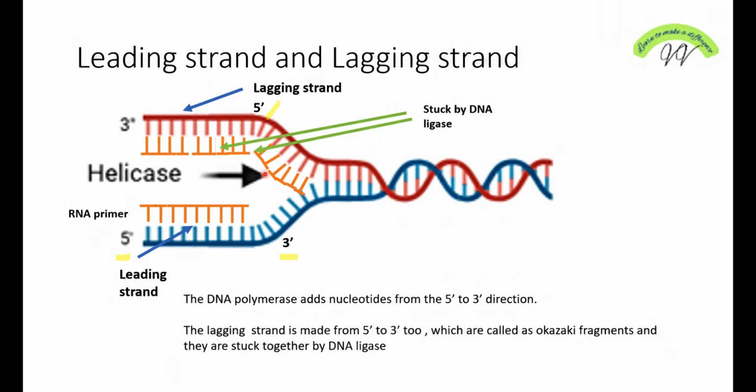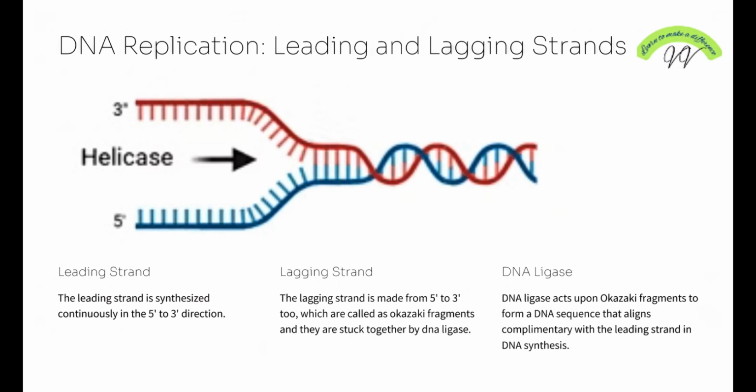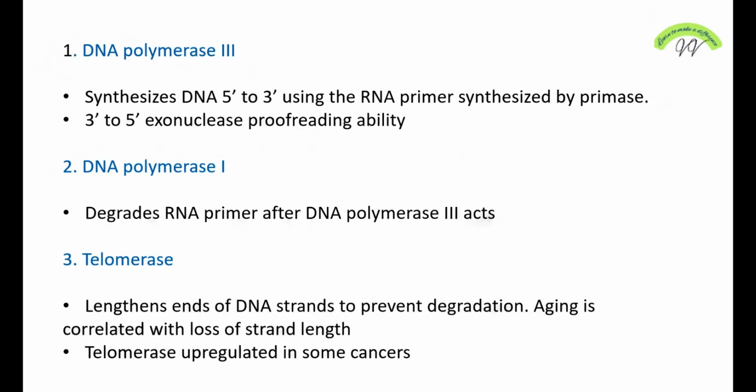These small strands which are produced are known as Okazaki fragments. The one which is completely formed from 5' to 3' is the leading strand, and these small strands are the Okazaki fragments, which make up the lagging strand. Just a small recap. The leading strand is synthesized continuously from the 5' to 3' direction. The lagging strand is also made from 5' to 3', in Okazaki fragments, and they are stuck together by DNA ligase. DNA ligase acts upon the Okazaki fragments to form a DNA sequence complementary to the leading strand.